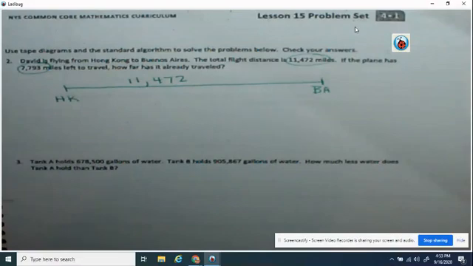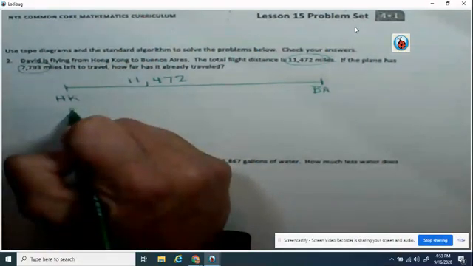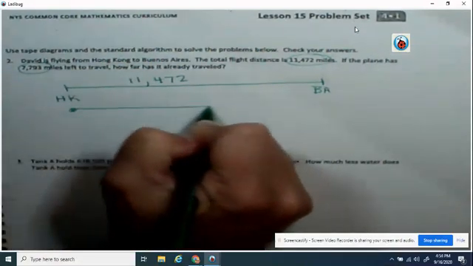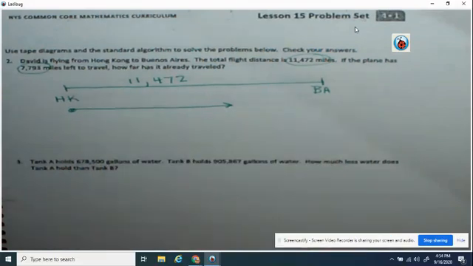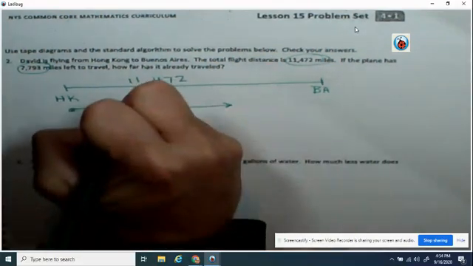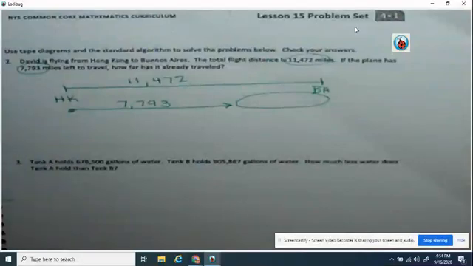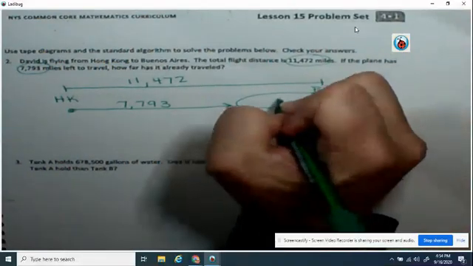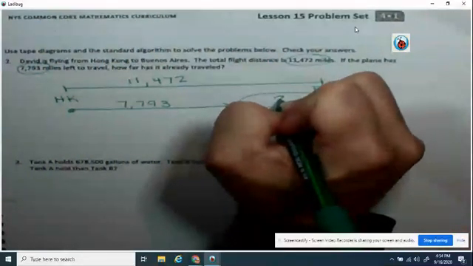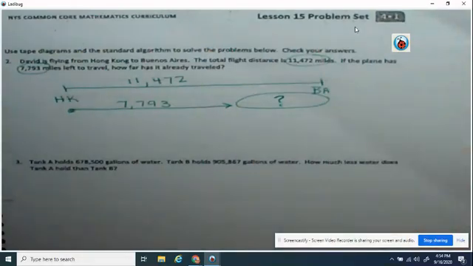Now, here's my airplane. It's starting here, and it's gone that far. It hasn't gotten all the way to Buenos Aires yet, but it's gone that far. That far is 7,793 miles, and we're trying to figure out this. How much farther is it? This is my variable, my question mark. What is it that is left to fly? So we're going to need to do subtraction because we're seeing how much farther.